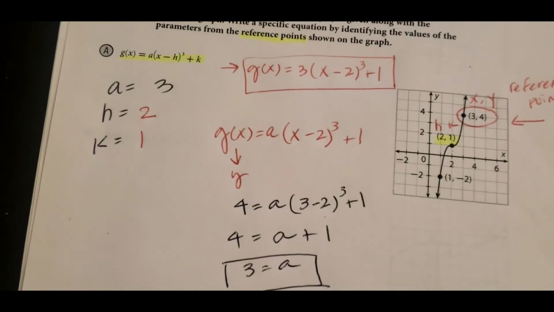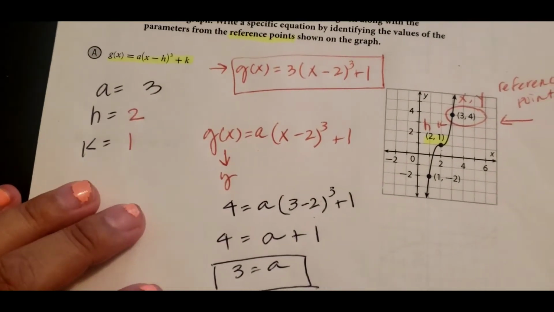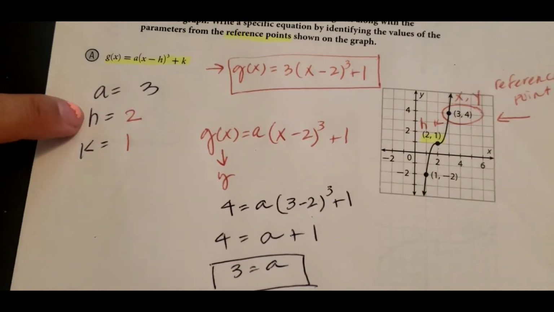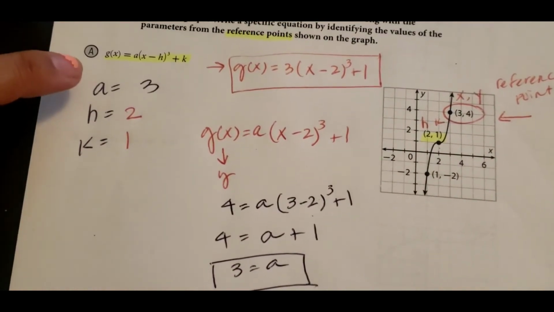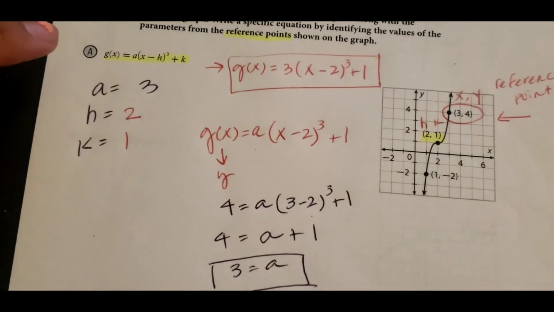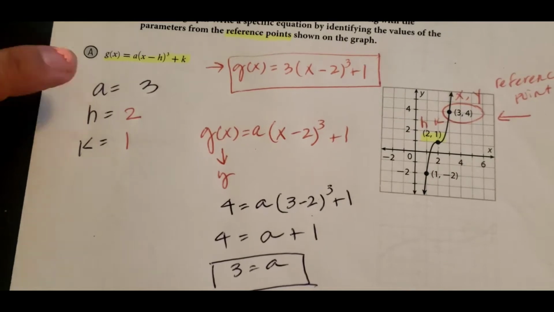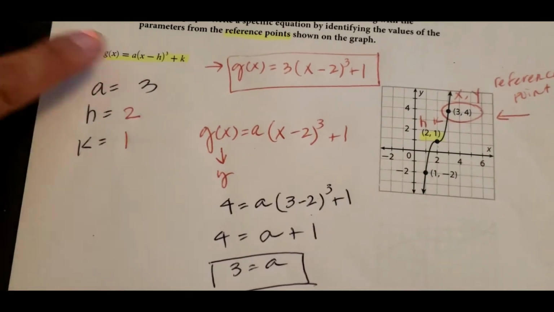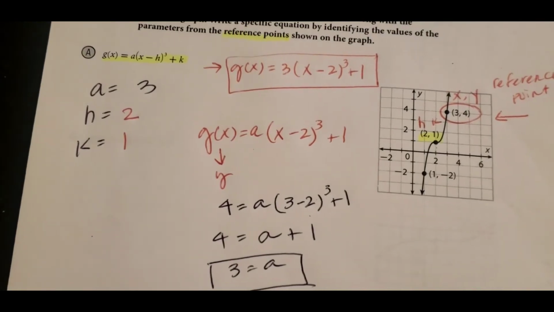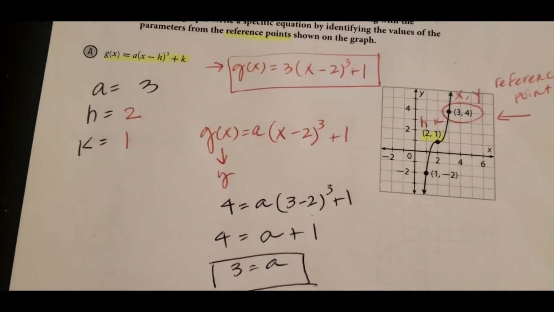And that's it. You didn't have to graph because the graph was given. You didn't have to find H and K. The only thing you had to do is solve for A. Once you have all these values, just plug them in and come up with an equation. Simple as that, guys. All right, awesome.